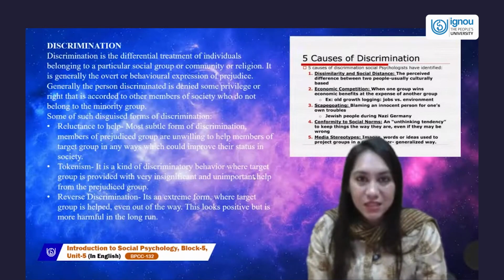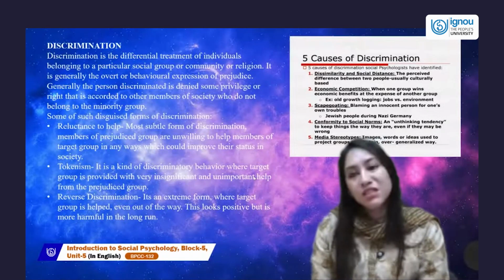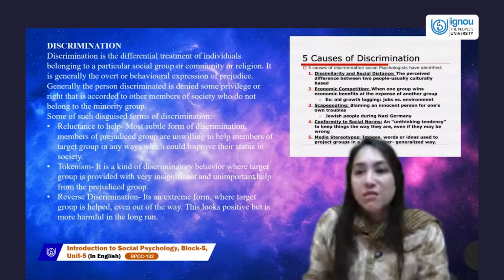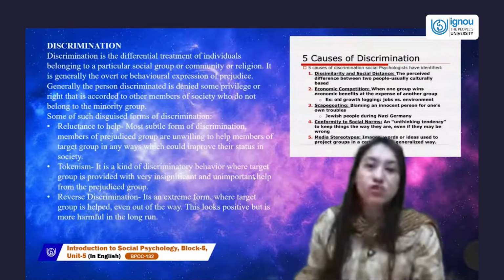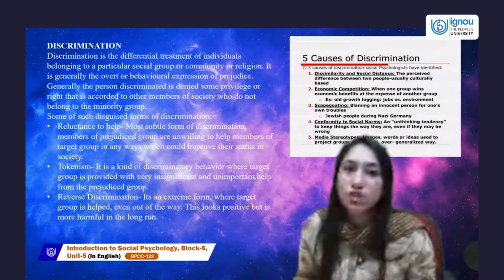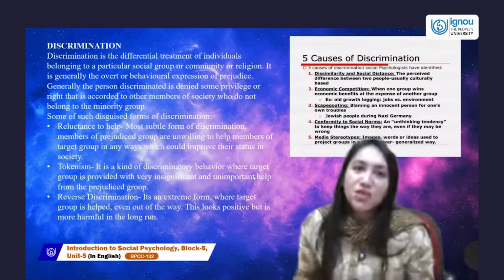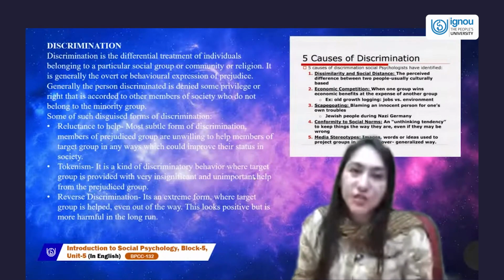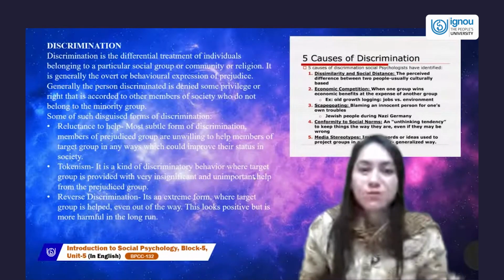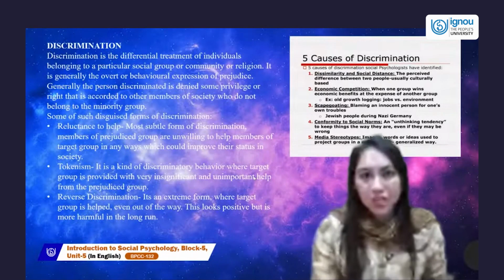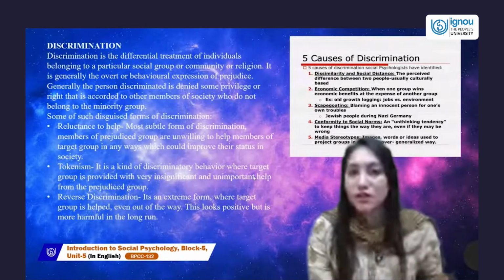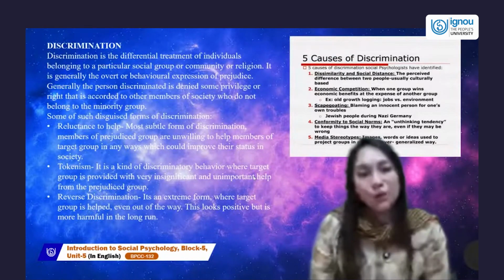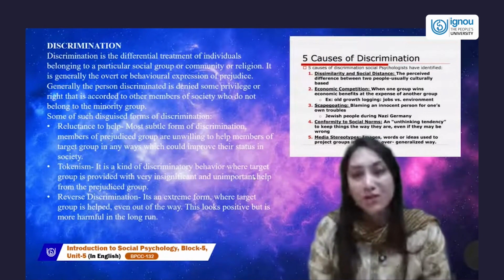Then we have media stereotypes. Media stereotypes are images, words, ideas which are projected onto certain groups in a very overgeneralized way, which is very true. Availability of so much social media news, the way they make us think about a particular group, exaggerate about it in different forms, actually makes us form a prejudice, which will further help us form a discrimination amongst people.